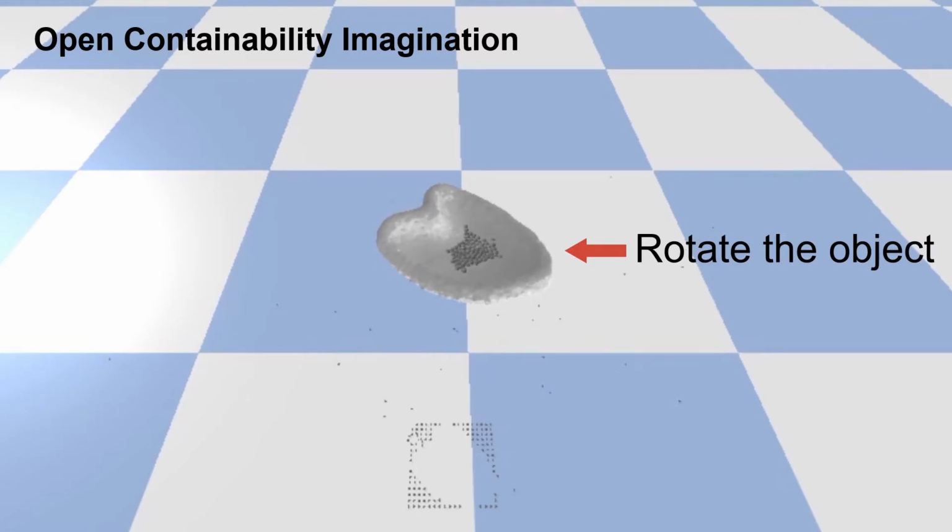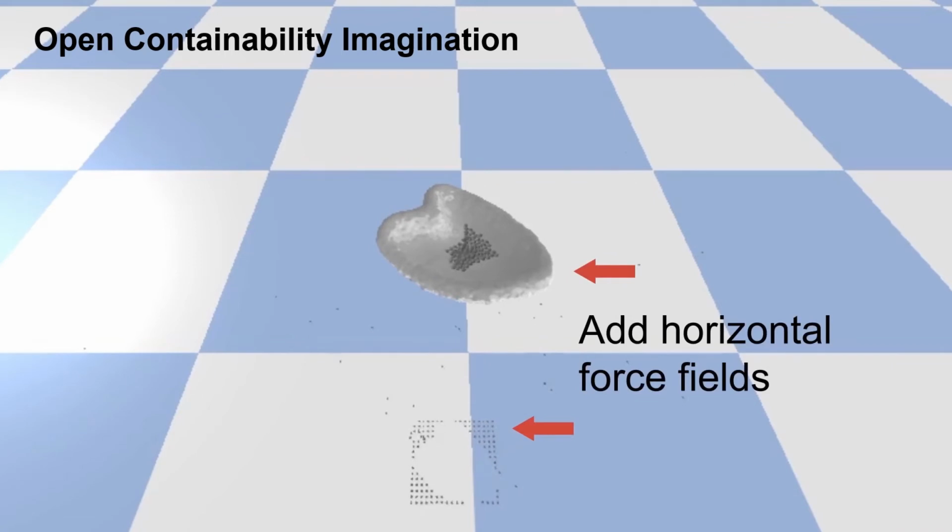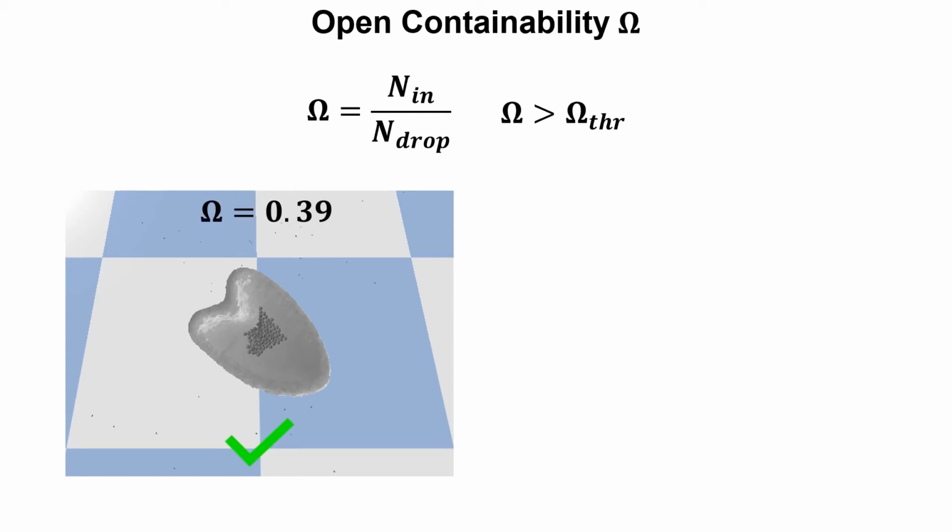Note that adding a horizontal force field is equivalent to translating the object with an acceleration towards the negative direction of the force field. Here we show the snapshot at the end of the open containability imagination. The ratio between the number of particles retained in the object and the total number of particles being dropped defines the open containability of the object. If the open containability is larger than some threshold, the object is classified as an open container.